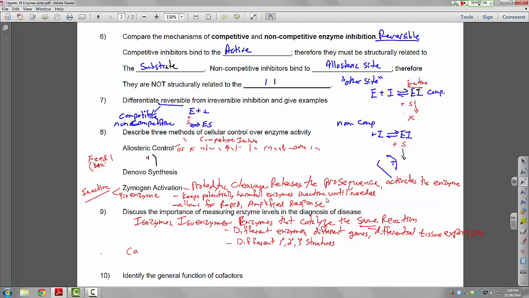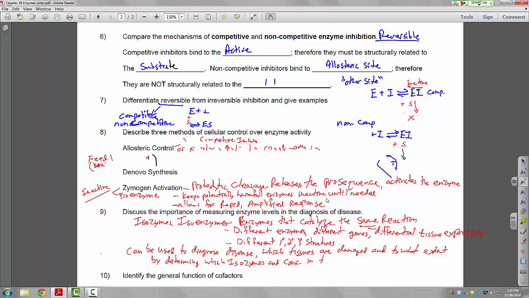So isozymes can be used to diagnose disease, which tissues are damaged, and to what extent, by determining which isozymes are present and what their levels are, which isozymes and concentrations in the blood.